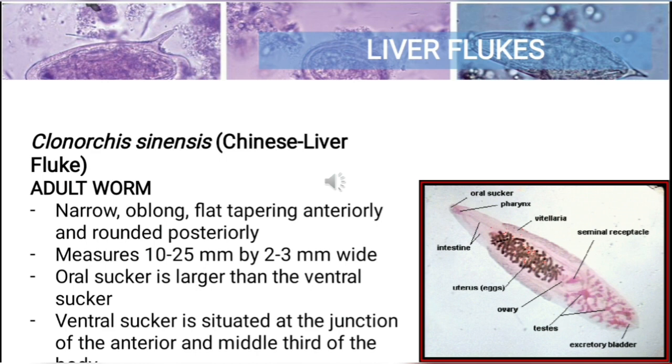Usually, the adult worm of our Clonorchis sinensis is described as narrow, oblong in shape, flat, tapering anteriorly, and rounded posteriorly. It measures 10 to 25 millimeters by 2 to 3 millimeters wide. The oral sucker is larger than the ventral sucker. The ventral sucker is situated at the junction of the anterior and middle third of the body. The simple, linear intestinal ceca extend to the caudal region of our adult worm, and then the large testes are deeply lobed and found in the posterior third of the body, one behind another.